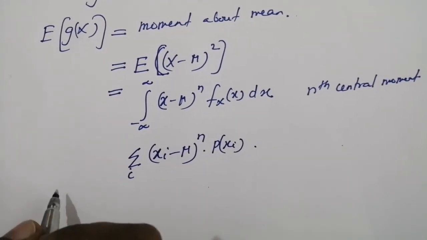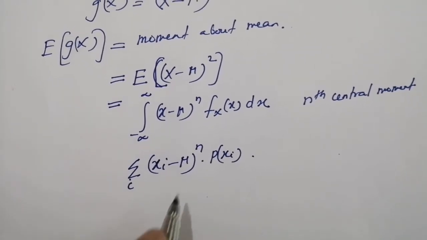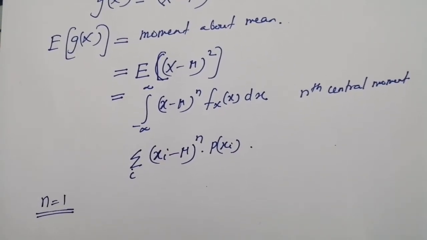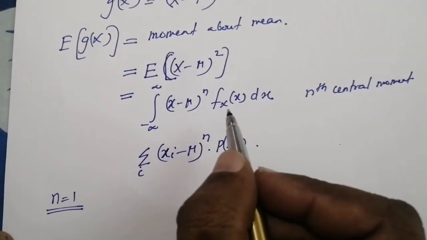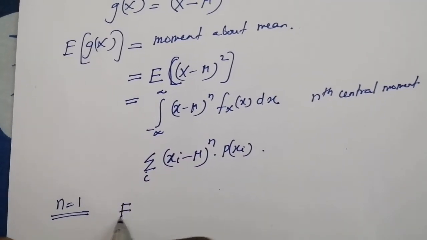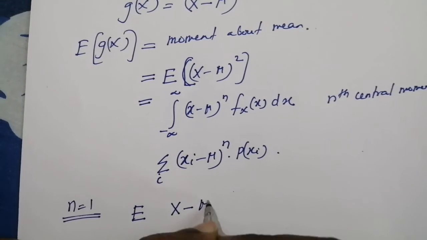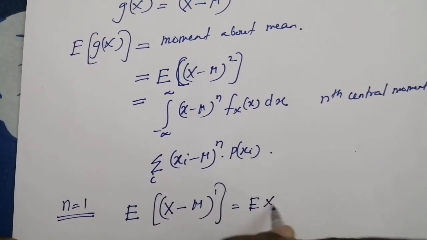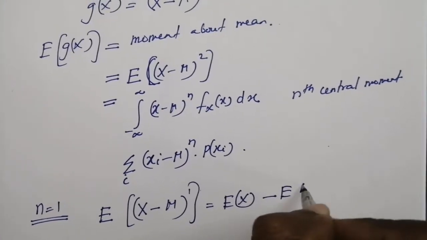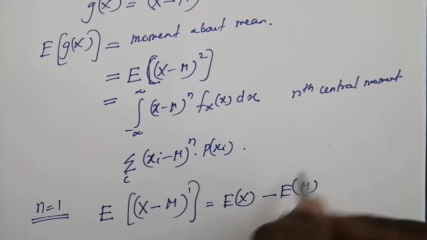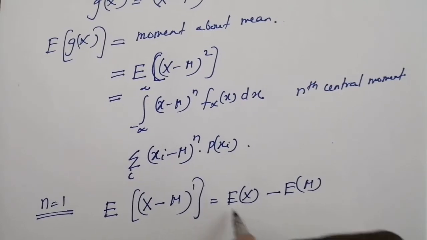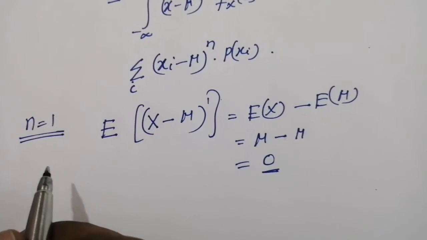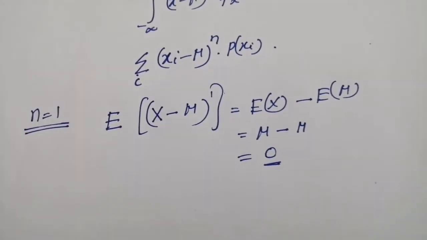Now what happens in the case of n equal to 1? For n equal to 1, we can write it as the expectation of (x minus mu) the whole raised to 1. So this is the expectation of x minus the expectation of mu. We know that the expectation of an average value is the average value itself. Now the expectation of x is mu. So this is mu minus mu itself, which will be equal to 0. The first central moment will be 0.